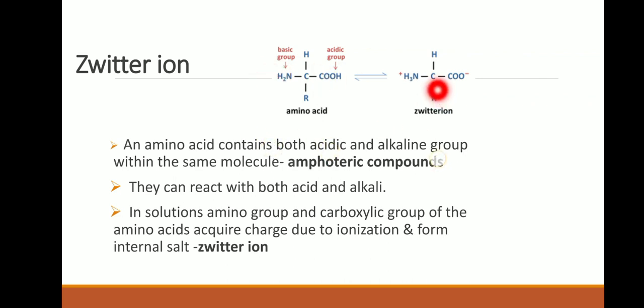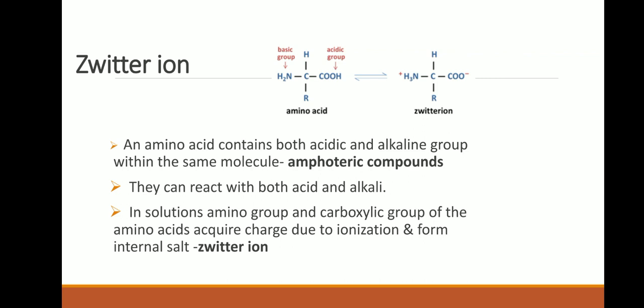So this molecule has two charges, both positive and negative charges. So it is known as dipolar ion or Zwitterion. The Zwitterion is a neutral molecule. Why? It has both positive and negative charges. Do you understand? This type of molecule is known as Zwitterion.